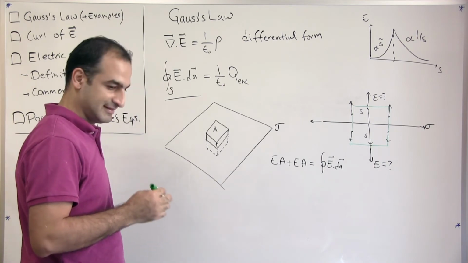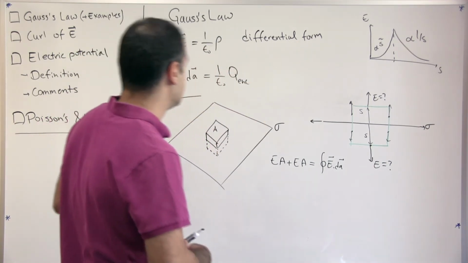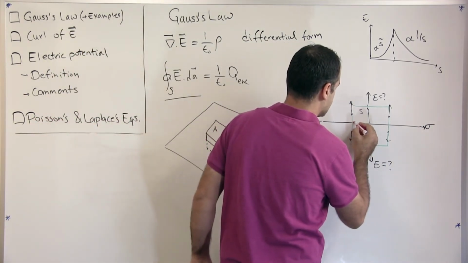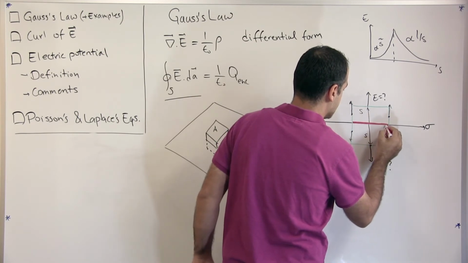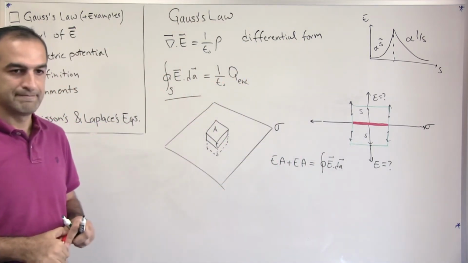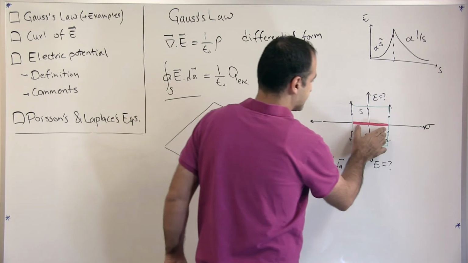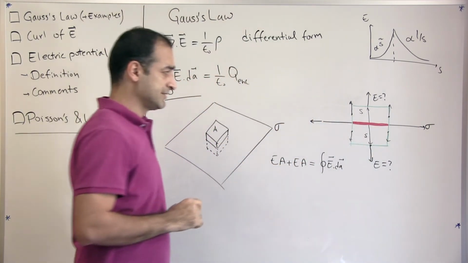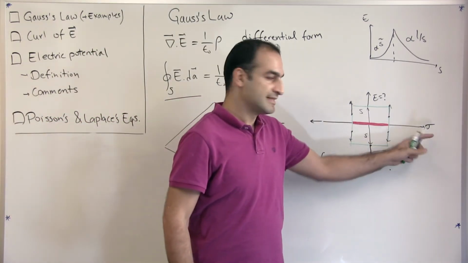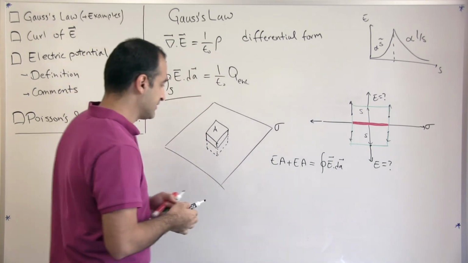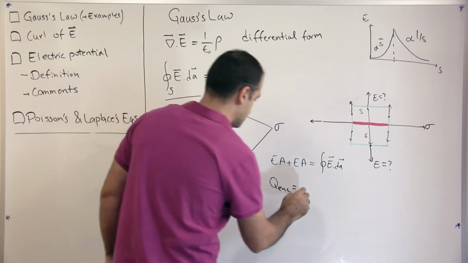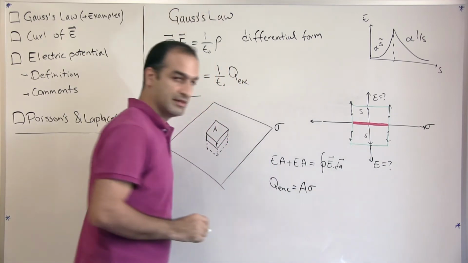Can someone? It will just be A times the charge density. So the enclosed charge is the charge within this box. That amount of charge on the surface, this part, is the enclosed charge. What is the surface charge density? Sigma. So the total enclosed charge is A times sigma.